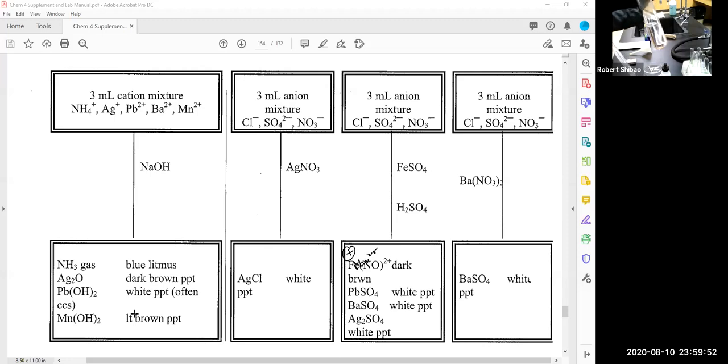Okay, did you see any precipitate? Okay, no precipitate here. So no precipitate here means negative for chloride. So far we have 2 negative tests. So we have negative for ammonium and negative for chloride. This is unknown A. Okay, the next thing we're going to test for is nitrate, the brown ring test.